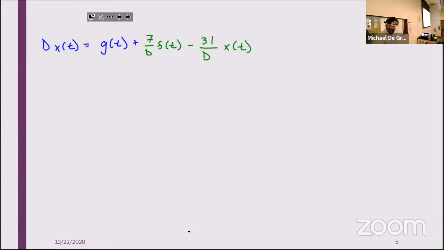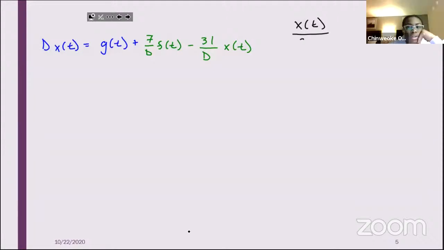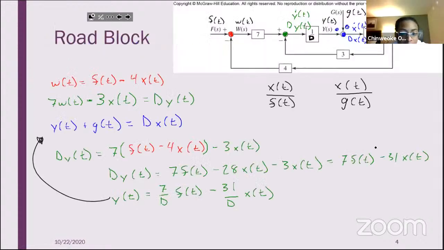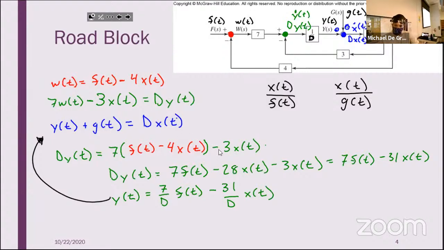So I'm just taking that equation, and notice, this is basically everything that I need. Why is it everything that we need? Because remember what we're trying to make: x of t over f of t and x of t over g of t. Yeah, question. How did I get 31? 7 times 4 is 28, so I got negative 28 minus 3 is negative 31.